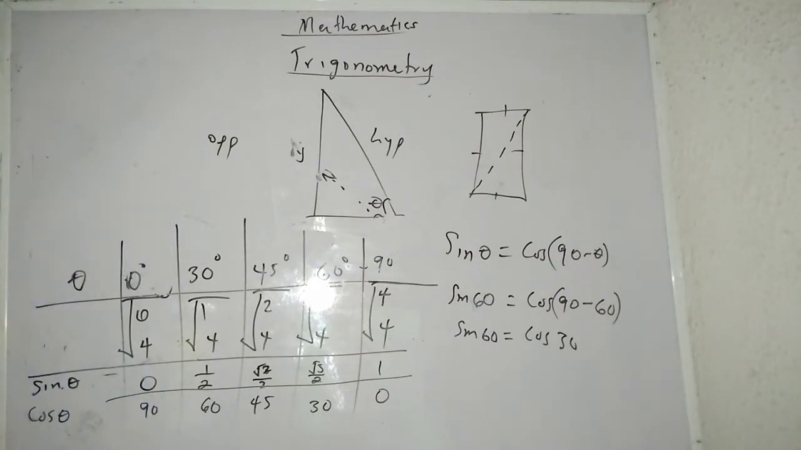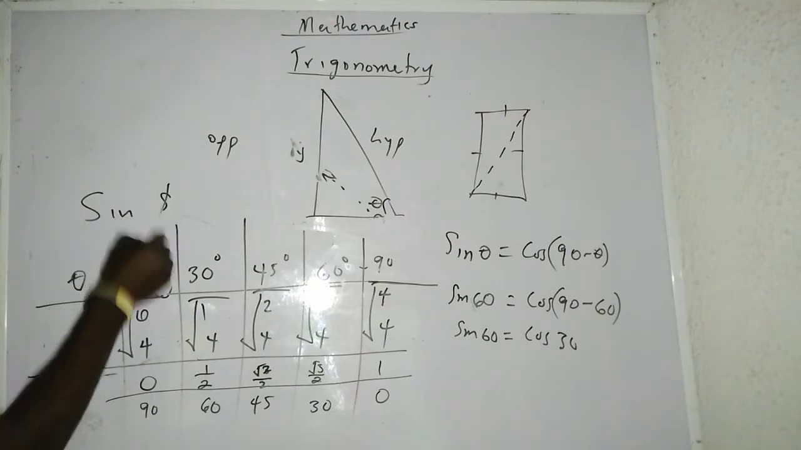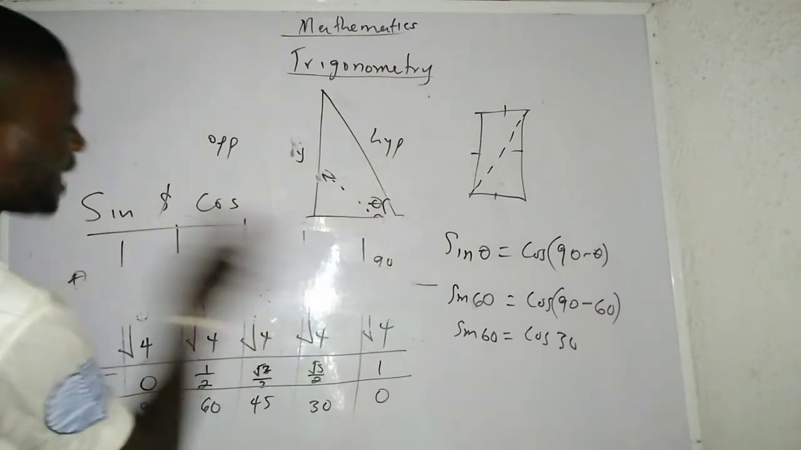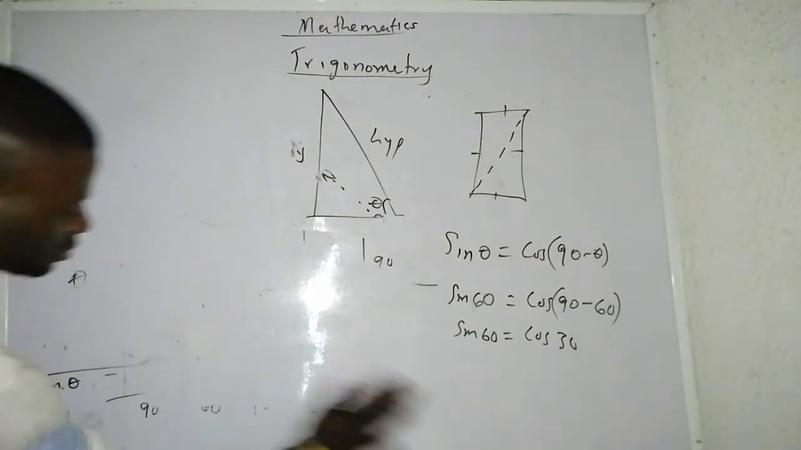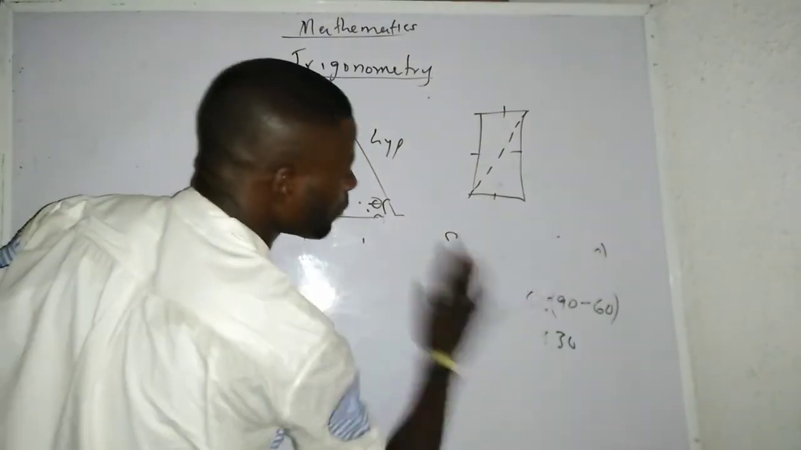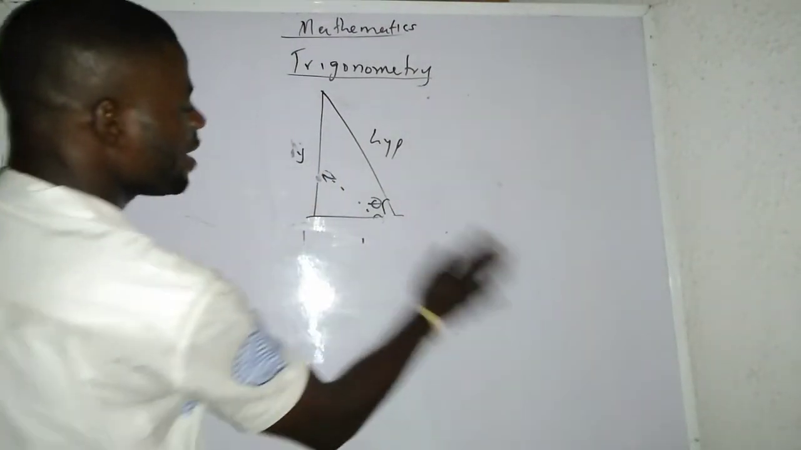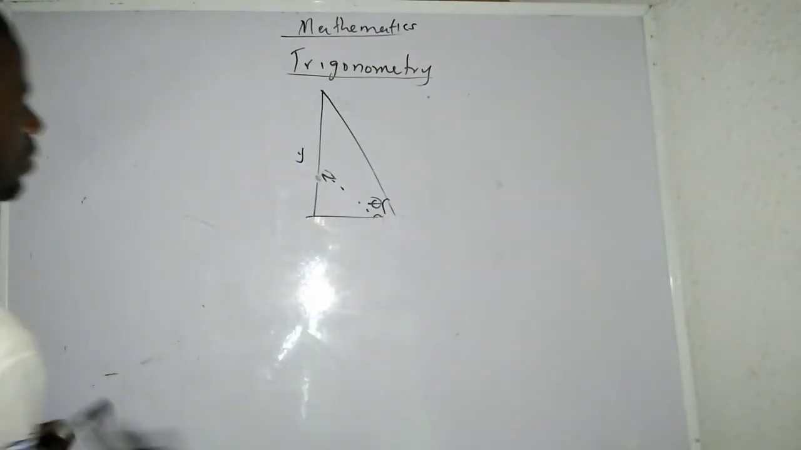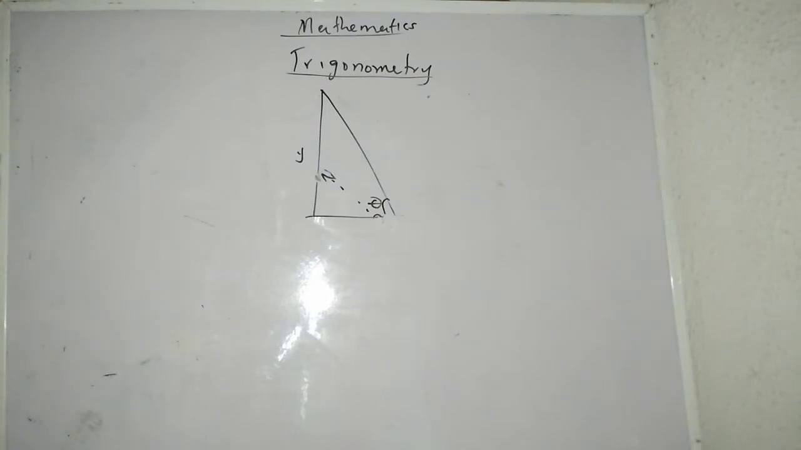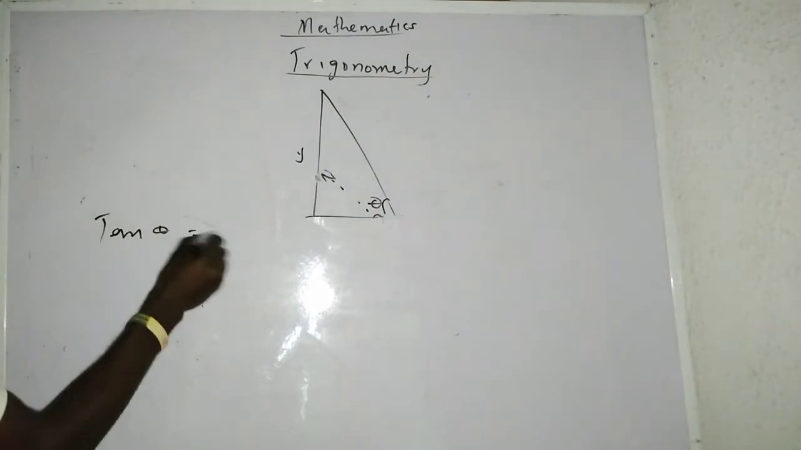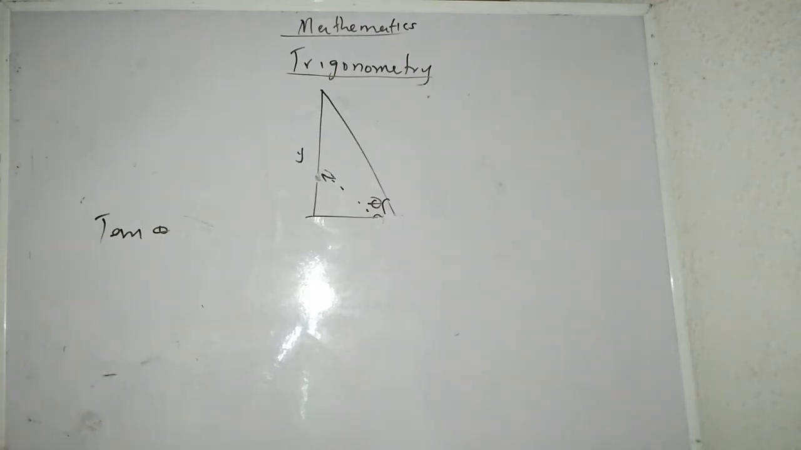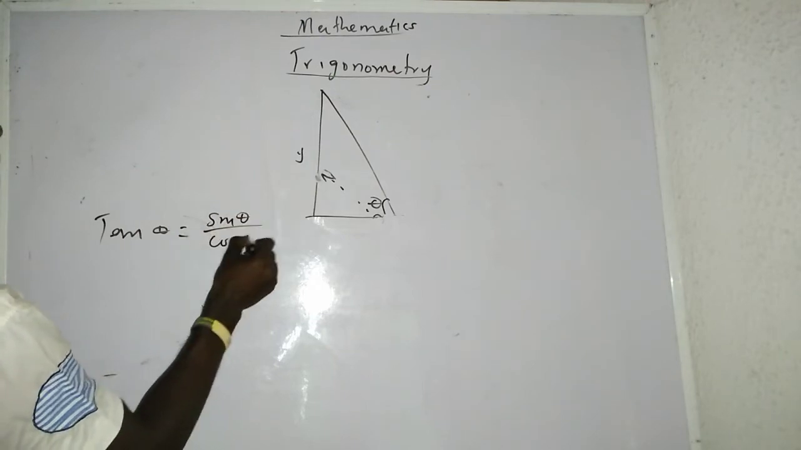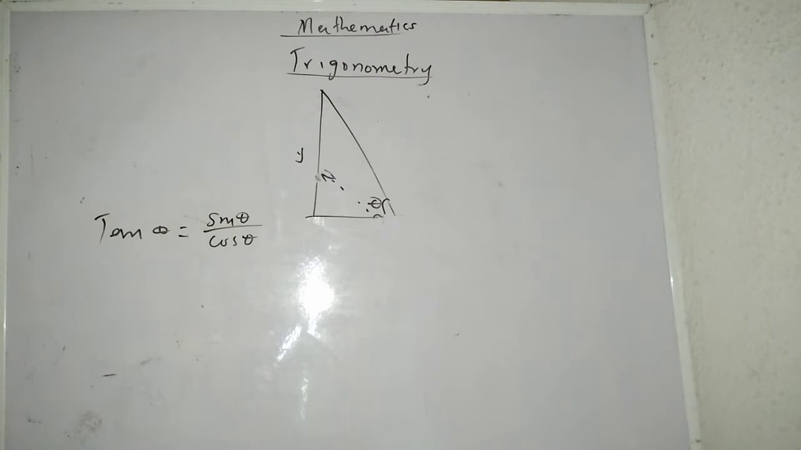That is all, and this can help us with the special angles of sine and cos. Now, let's move on to tan. Tan theta is a mixture of sine and cos, which is sine theta all over cos theta. I will show that later. This is how my tan is.